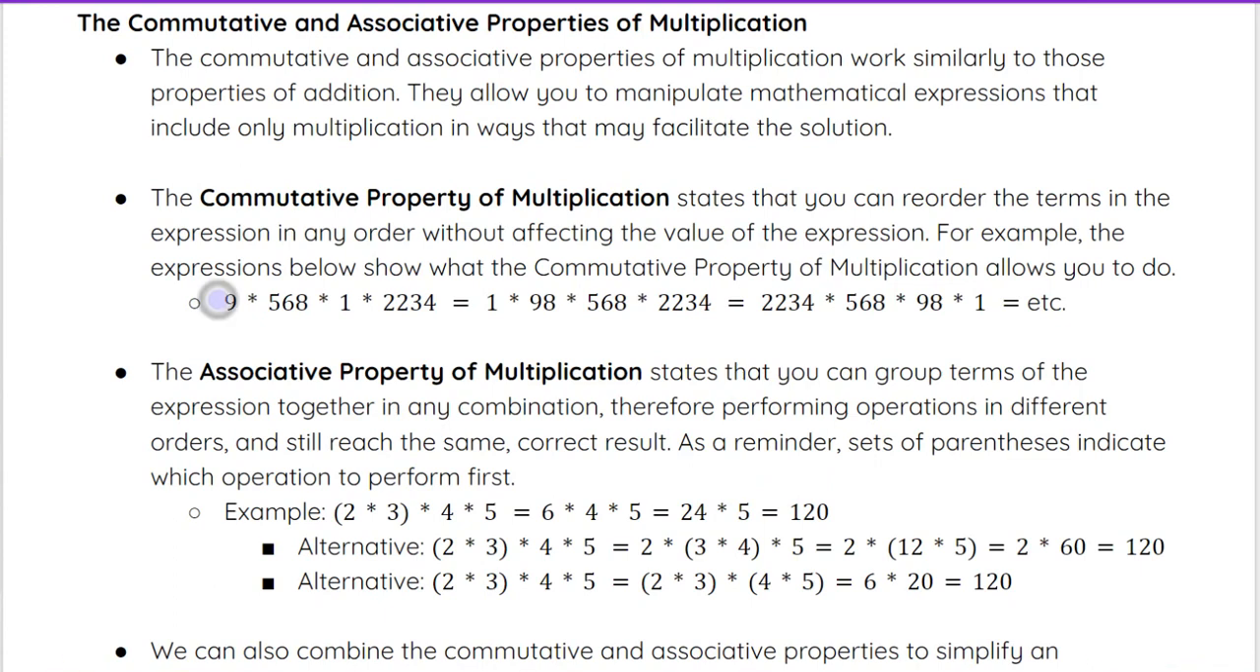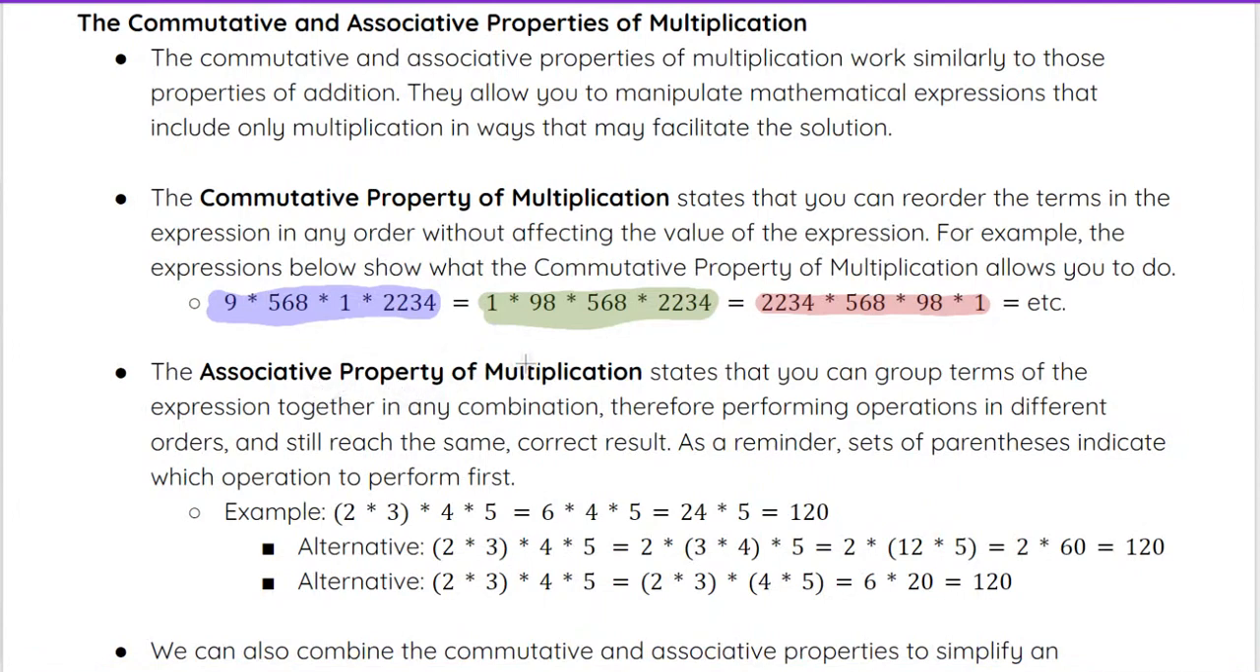So for example, we see 9 times 568 times 1 times 2,234. I can write those 4 numbers in any order, and it means the same thing. It will get you the same result because of the commutative property of multiplication. So for example, I could reorder it as 1 times 98 times 568 times 2,234. I could also reorder it in a different way, like this. And then it says etc. because this could go on and on until you've written all possible orders. So that is the commutative property of multiplication.